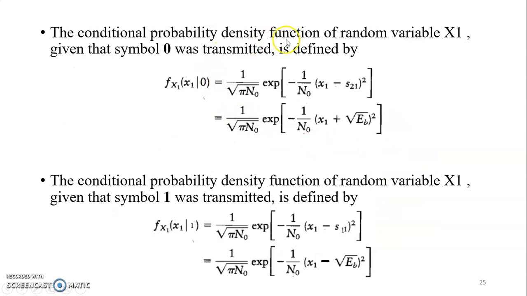The conditional probability density function of random variable x1, given that symbol 0 was transmitted, is defined as follows. Here we are calculating the conditional probability density function when 0 is transmitted, that is fX1 of x1 given 0. When 0 is transmitted, we receive x1 at the output of the correlator. So fX1 of x1 given 0 is equal to 1 by root pi N0, e raised to minus 1 by N0 (x1 minus S21) the whole square.